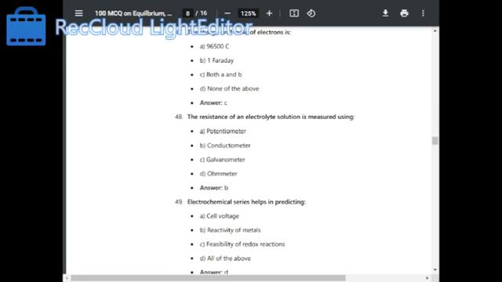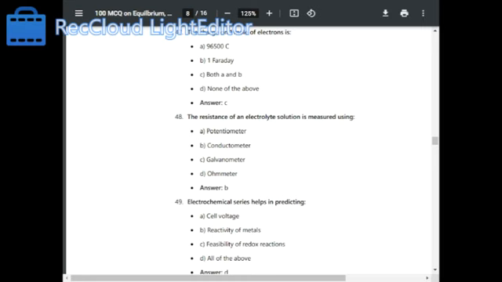Question number 48. The resistance of an electrolyte solution is measured by using option A potentiometer, option B conductometer, option C galvanometer, option D ohm meter. The correct answer is B, conductometer. The resistance of electrolyte solution is measured by conductometer.